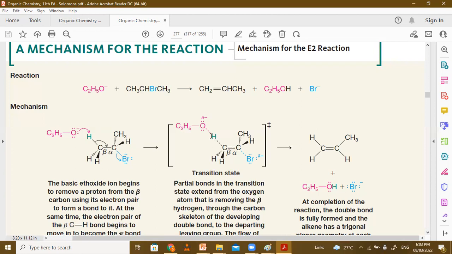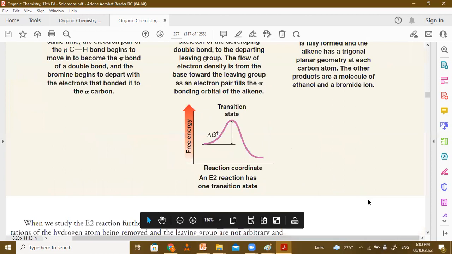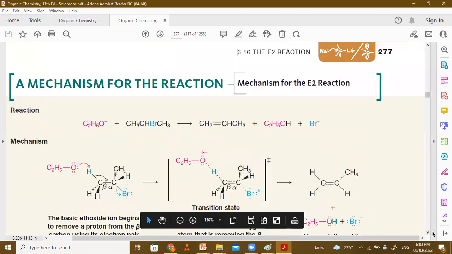When it forms a bond, there is a partial bond formation between the base and hydrogen, and partial bond breaking between hydrogen and carbon, and between carbon and bromine. So the base will attack hydrogen, and the bond between hydrogen and carbon will become a double bond between the carbons. When it forms a double bond here, the bond between carbon and bromine will go to bromine. Of course, it takes the electron pair with it and leaves as a free ion. So what you get is C2H5OH, K, and bromide here. This is for an E2 reaction mechanism.